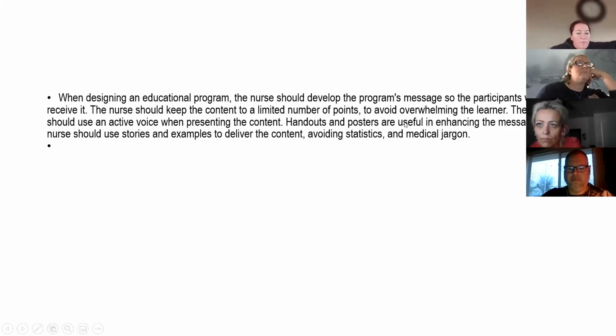One of our most successful things to use is handouts and posters. And we like to use stories and examples. That's why I like to tell my class examples, or I saw this, or they tell me what they've seen, because it helps you apply it really.